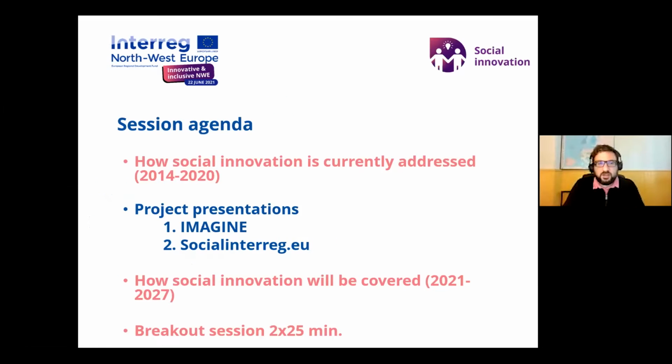So we'll quickly go over the agenda. First, we'll do a discussion on the big presentation on how social innovation is addressing the current programming period, so 2014 to 2020. We'll then have presentations by two running projects in the current program. This will be followed by how social innovation will be covered in the new program from 2021 to 2027. There will be a Q&A session after that. It depends on the time. And then this will be followed up by breakout sessions of 2 times 25 minutes. I will pass you over now to Irma, who will discuss how social innovation is addressed in the current program.